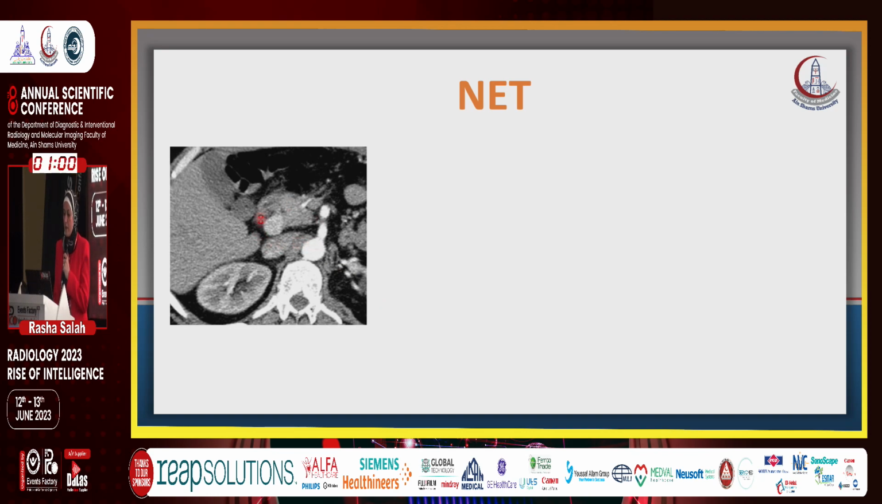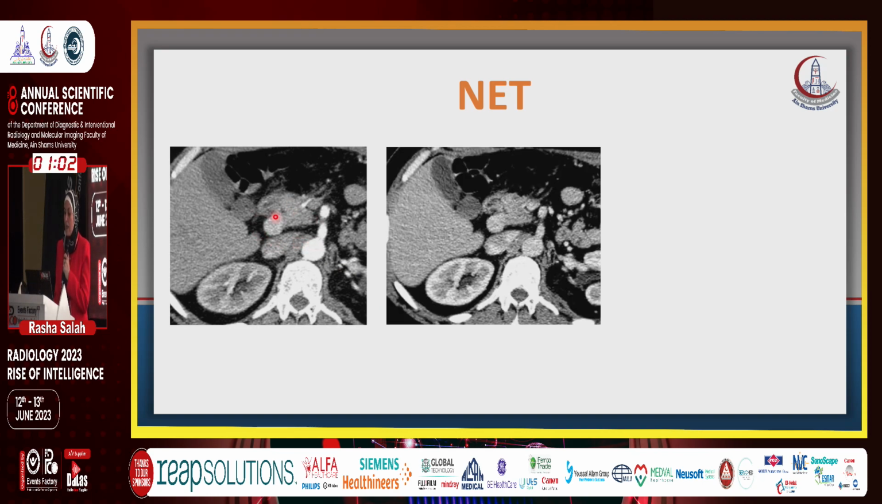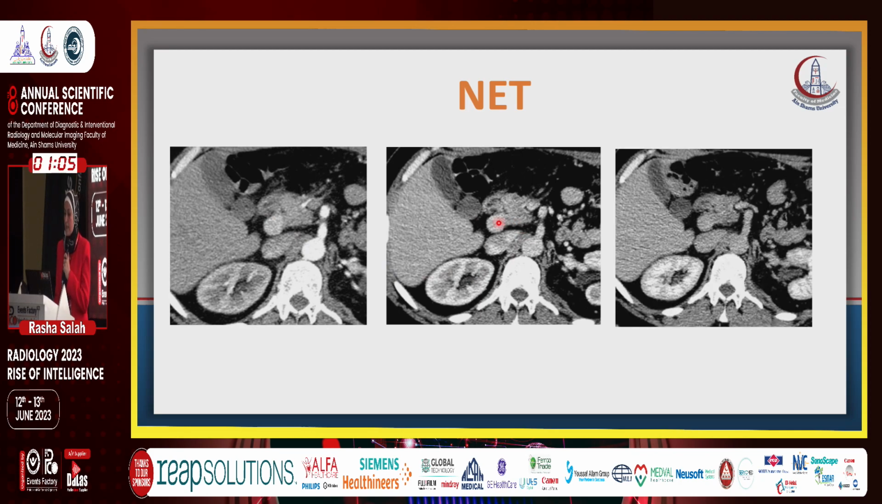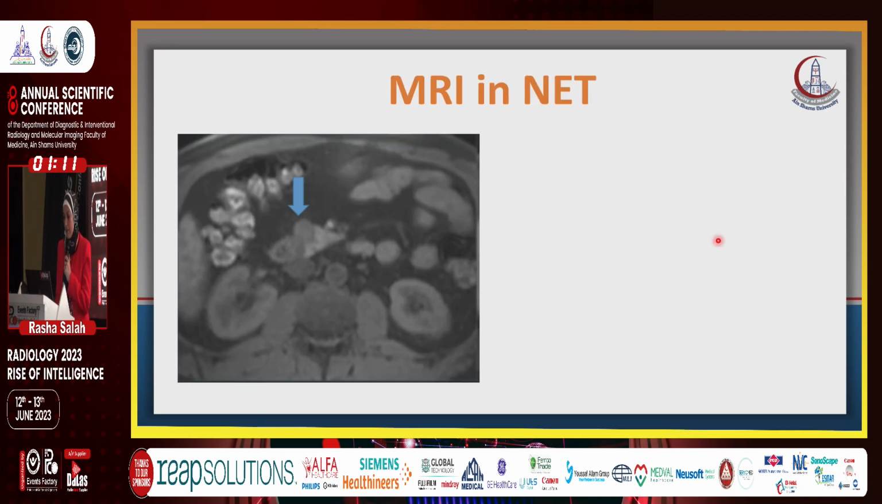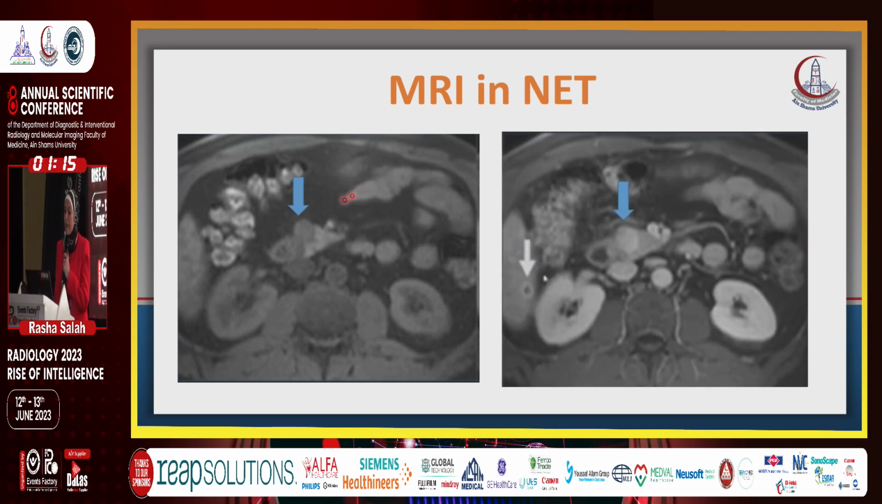We can see a hyper-enhancing mass at the pancreatic head, and this is still hyper-enhancing, and when we perform the DOTATATE PET study, it appeared to be significantly avid. This is how it looks in MRI, as hypo-enhancing against the background of high signal in the pre-contrast image, with hyper-enhancement after the contrast study.